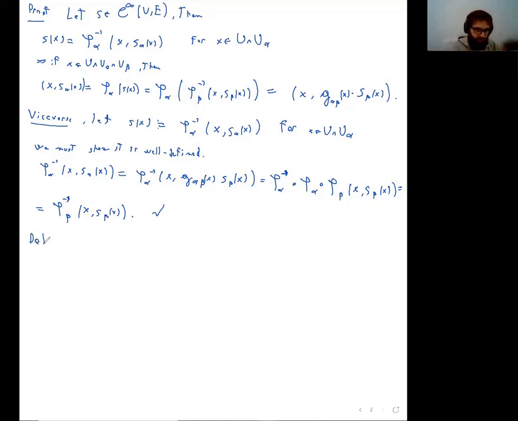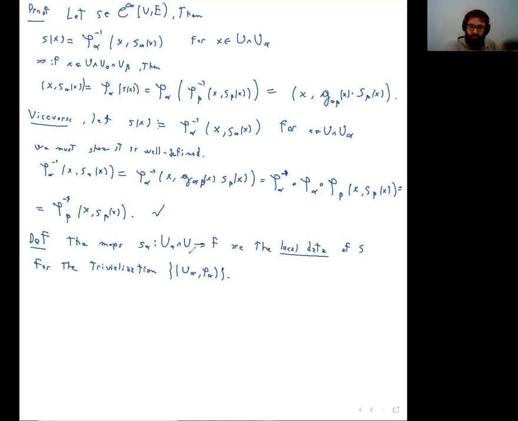And I've been already using this word, but let's write it down. The maps S alpha are the so-called local data of S. Local data of S for this trivialization. Of course, this is linked to the trivialization. We'll often omit this because usually we fix a trivialization, so we just say the local data of S.